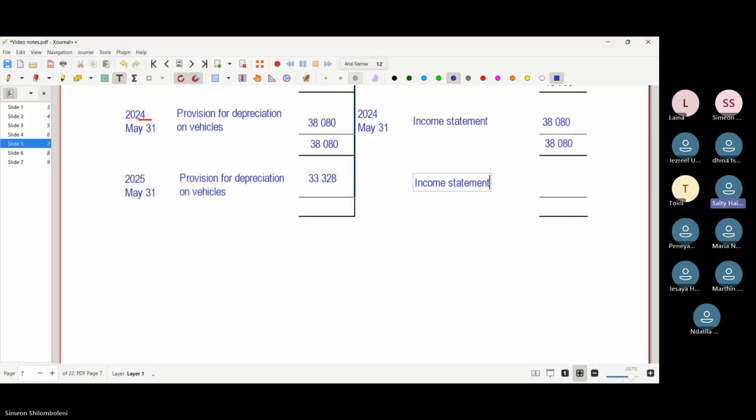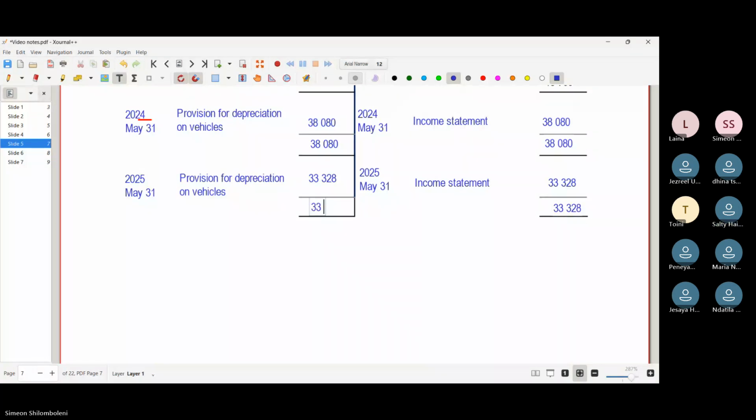Let's move. And then we write the 33,328, and the date, 31st of May 2025. Let's move. And then we write down our totals of 33,328. Okay, what do we do next?